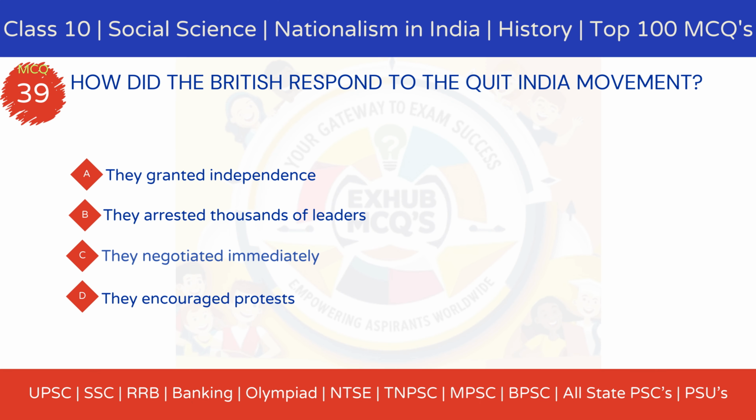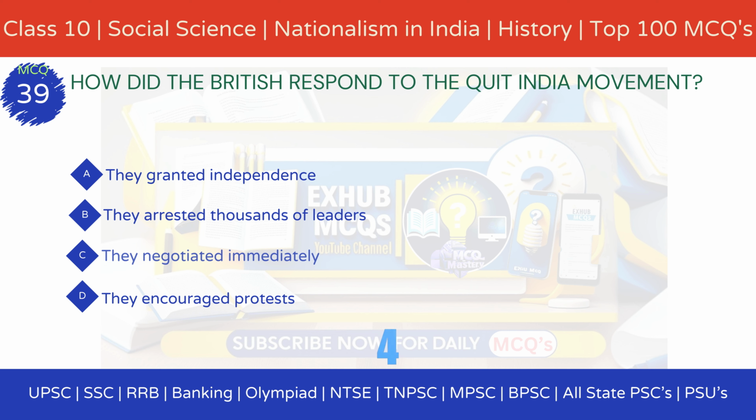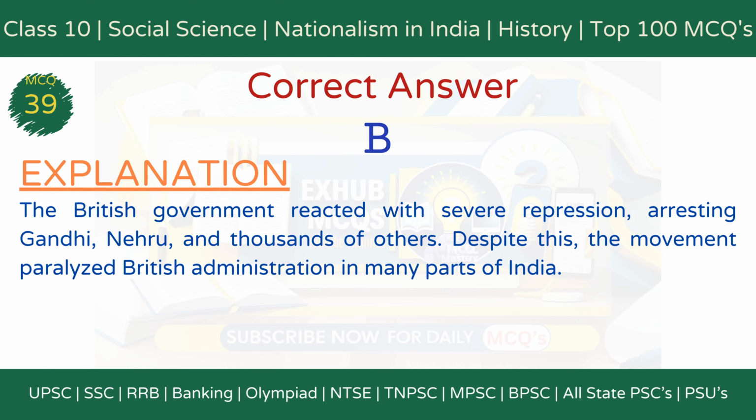MCQ 39. How did the British respond to the Quit India movement? Option A, they granted independence. Option B, they arrested thousands of leaders. Option C, they negotiated immediately. Option D, they encouraged protests. The correct answer is option B. They arrested thousands of leaders. Explanation. The British government reacted with severe repression, arresting Gandhi, Nehru, and thousands of others. Despite this, the movement paralyzed British administration in many parts of India.